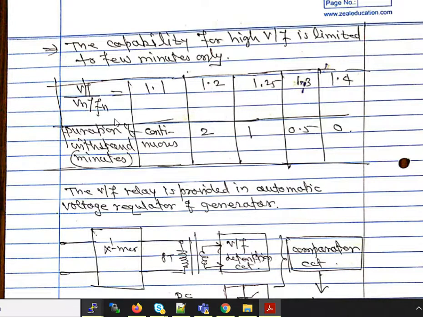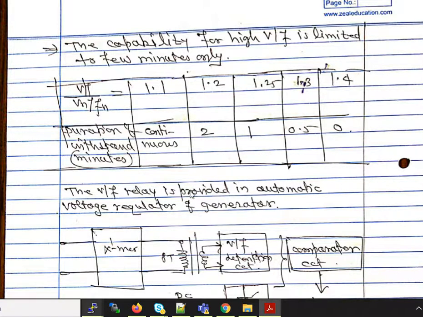When the ratio of V by F upon Vn upon Fn is 1.1, it is a continuous operation. But when this ratio is increased to 1.2, the withstand capacity is only 2 minutes, and if it is further increased to 1.25, the withstand capacity is 1 minute.